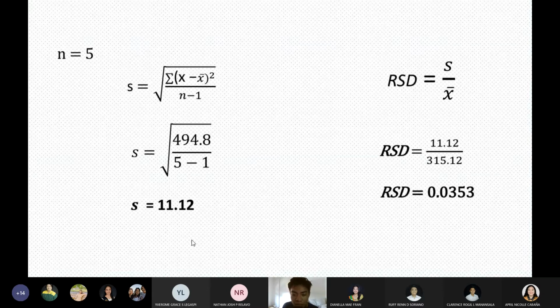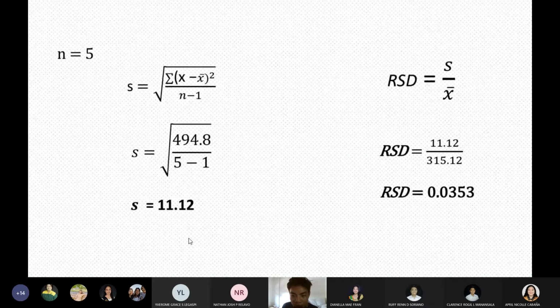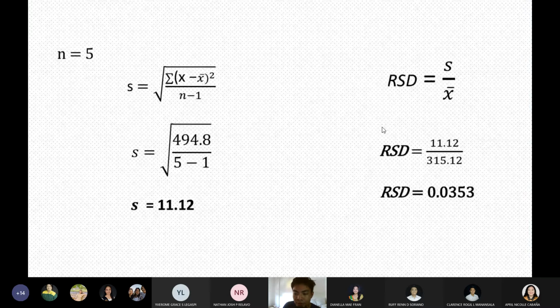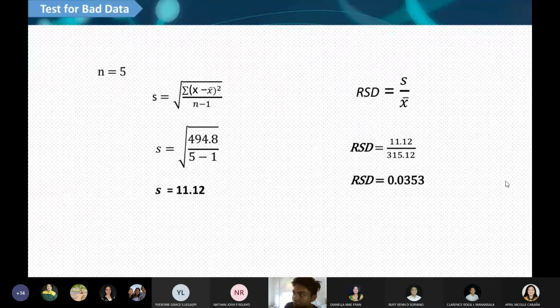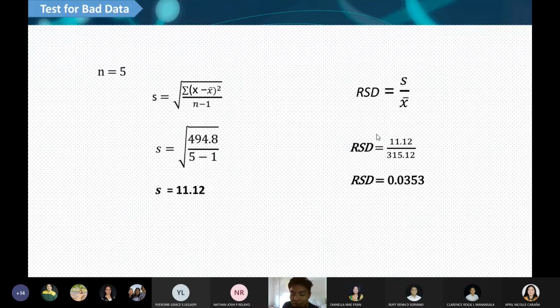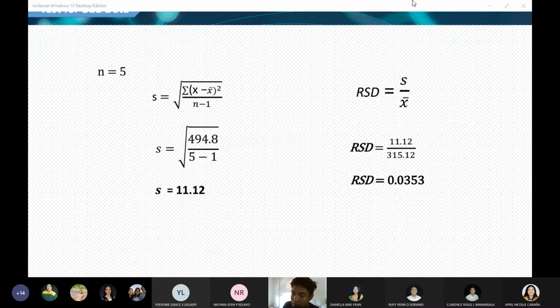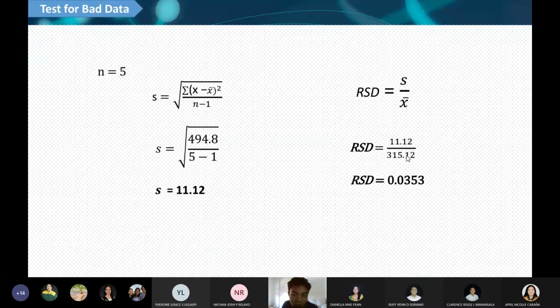Pag masyadong mataas yan, magduda ka na. Kapag hindi yan mataas, okay lang na. So yan. For example, ito. The RSD is below 0.05. So ibig sabihin, okay pa to. Okay pa yung data na yan. Okay? So medyo okay pa yung data mo na yan. Pero kapag lumaki pa yan sa 0.05, then may something na dyan sa measurement mo.